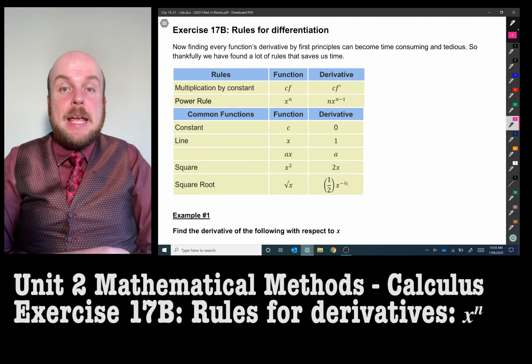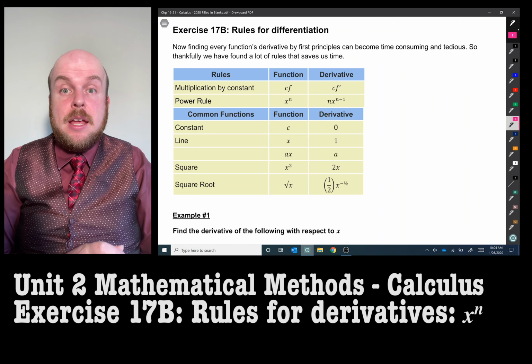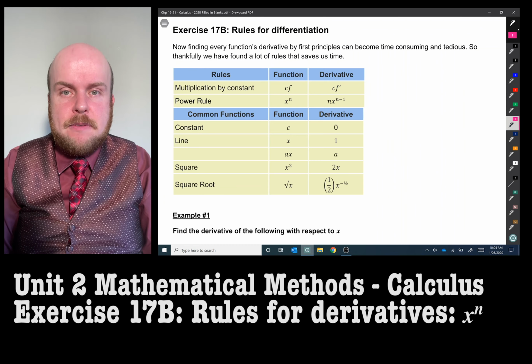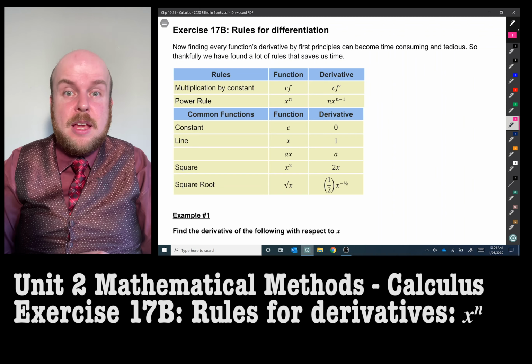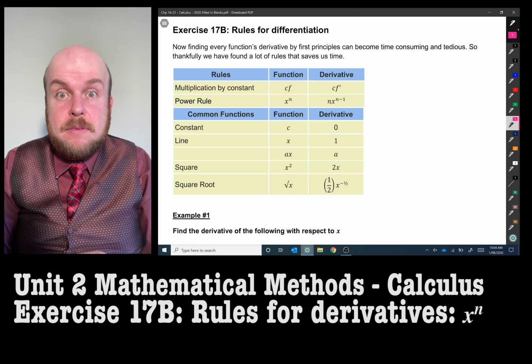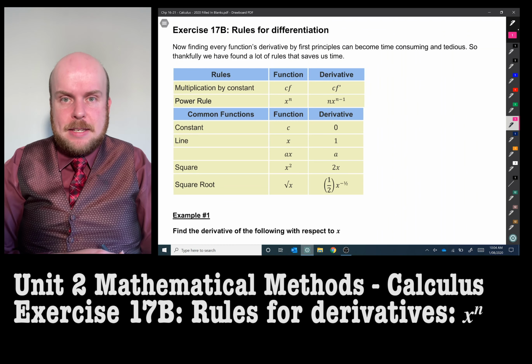Exercise 17b, differentiation. In the last video, I was demonstrating how to find the derivative by first principles, and I could imagine that if we have to find every derivative that way, imagine trying to find a derivative of a quintic of something to the power of 7. That would be very, very tedious. So thankfully, we've come up with a pattern.